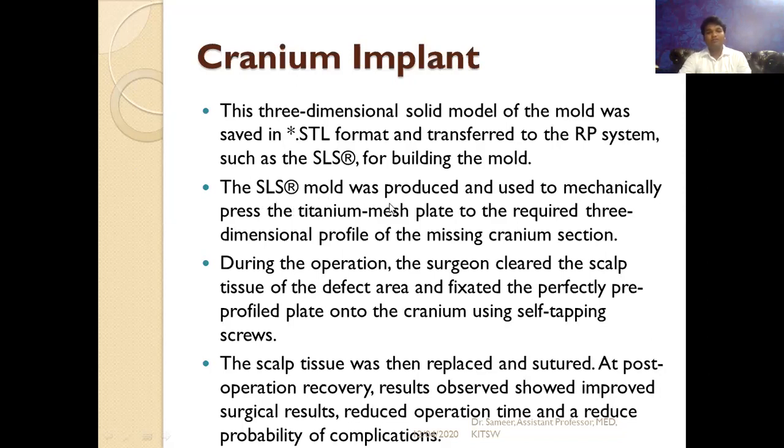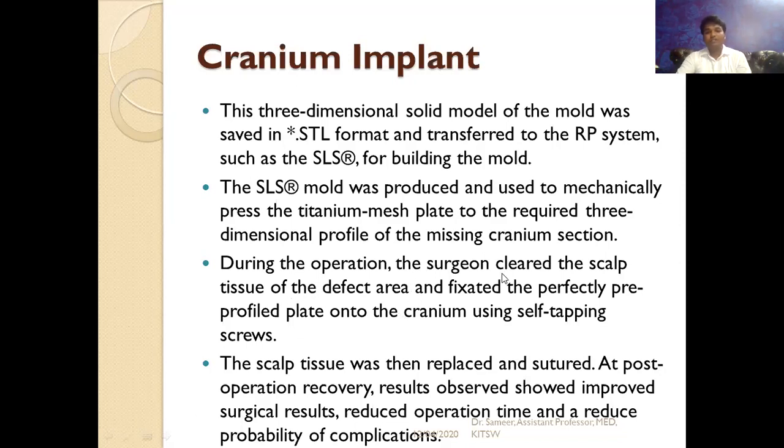The SLS mold was produced and used to mechanically press the titanium mesh plate to the required three-dimensional profile of the missing cranium section. Now, based upon this 3D data of that particular patient, it was given to the SLS machine. The SLS machine could produce the mold that can be used to cover the missing section of the cranial section of the patient.